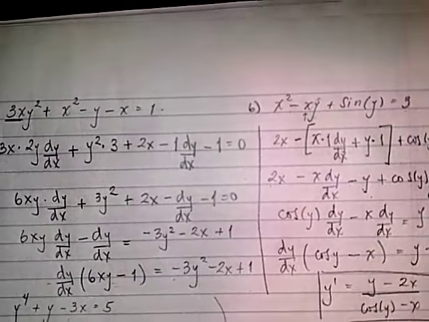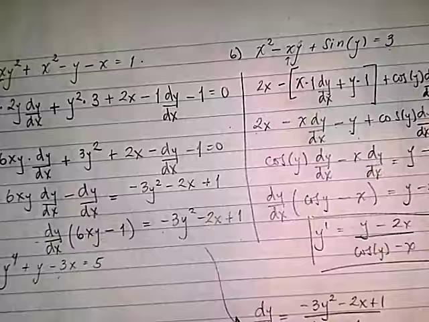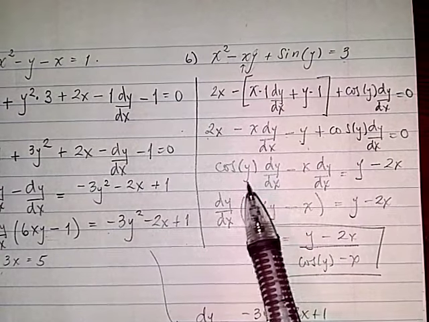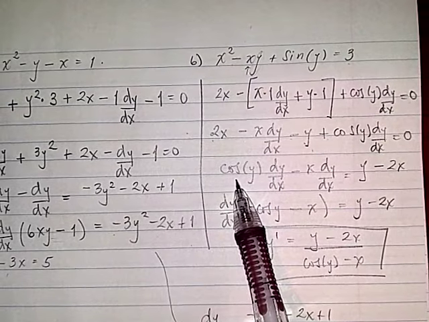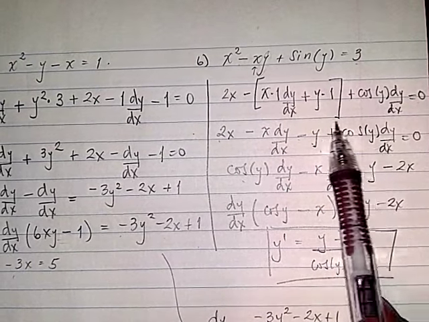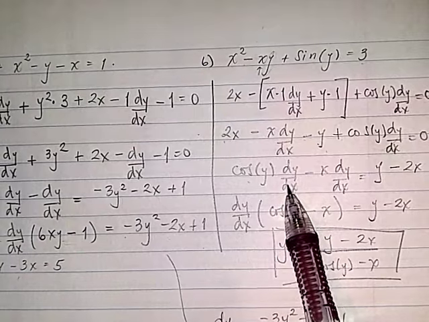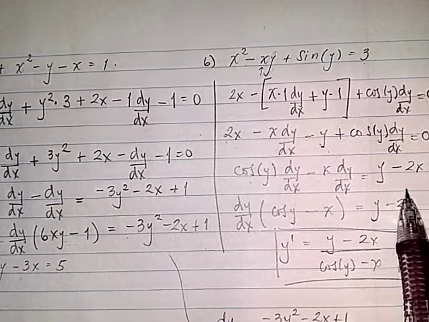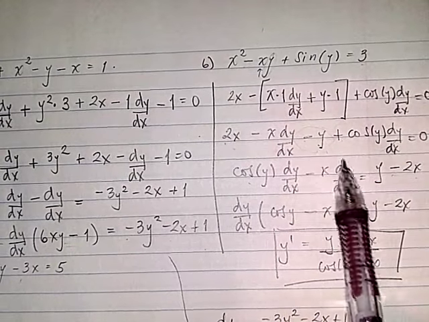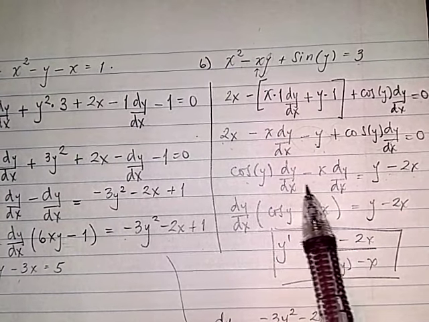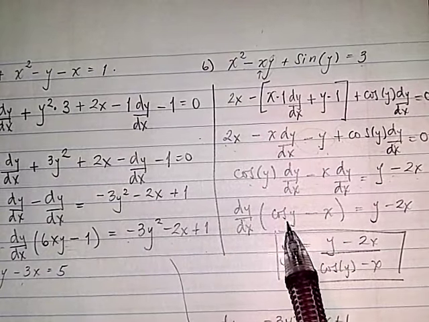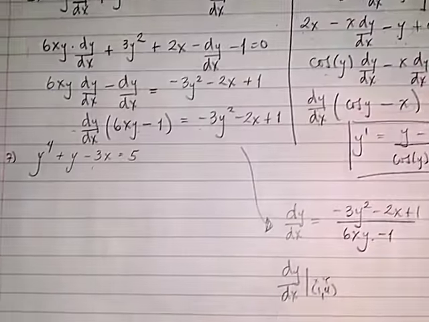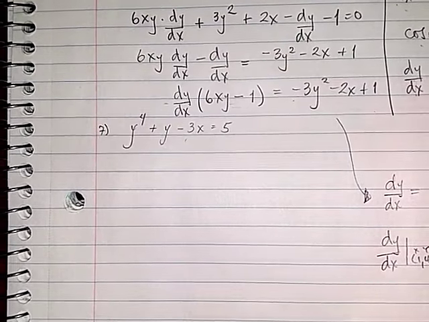And whoops, sorry guys. Okay, so over here, if you noticed, I wrote them out first. Cosine of y dy dx minus x dy dx equals, and then the 2x becomes a negative on the other side, then negative y becomes a positive, and then factor out the dy dx, and then you're left with this guy, and divide, and you're done. Last one. Okay, thank you guys for your patience.